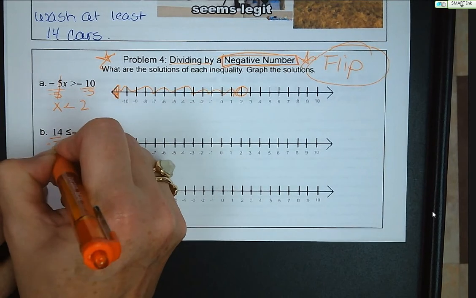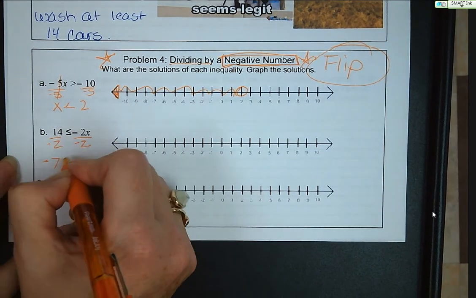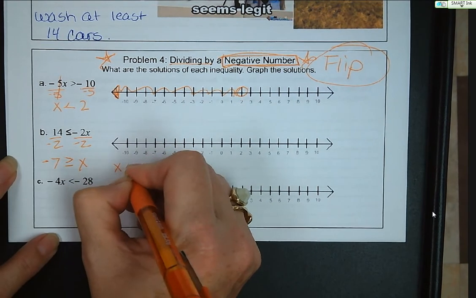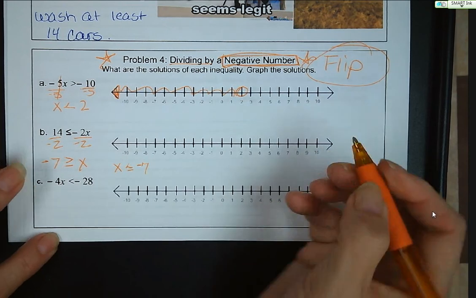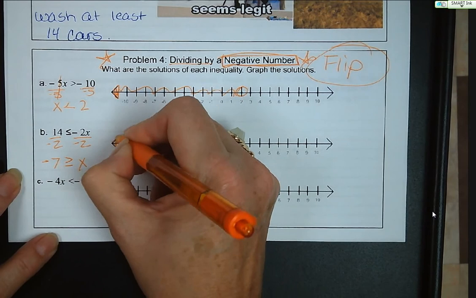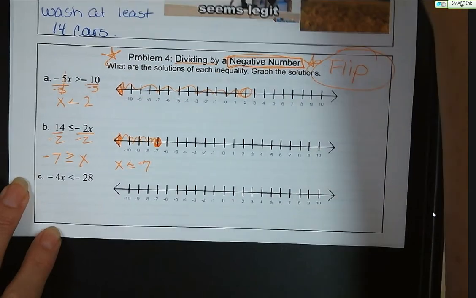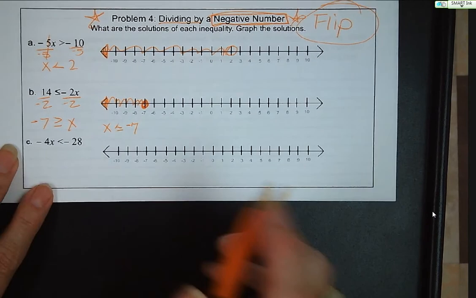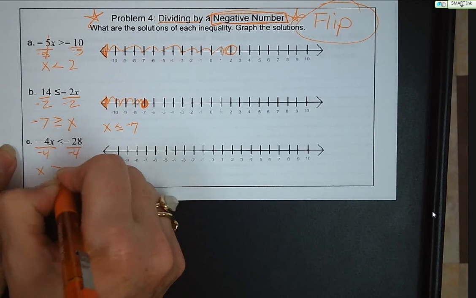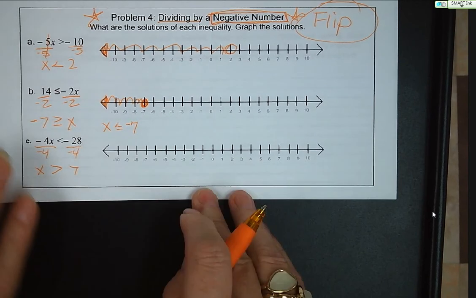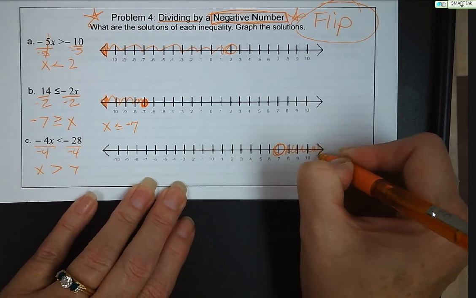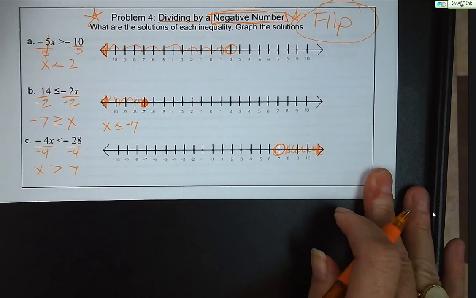Letter B, we're going to divide both sides of the equation by -2 to get x by itself, and we find that -7 is greater than or equal to x. We can rewrite that the other way and say x is less than or equal to -7. All right. Letter C, divide both sides by -4. And x is going to be greater than +7. Negative divided by negative is a positive. So we have an open dot at 7, and we are shading to the right.